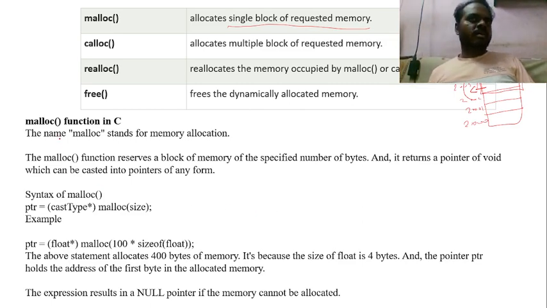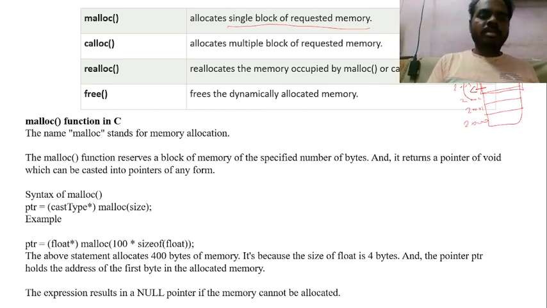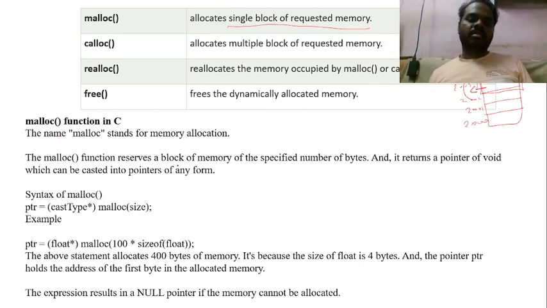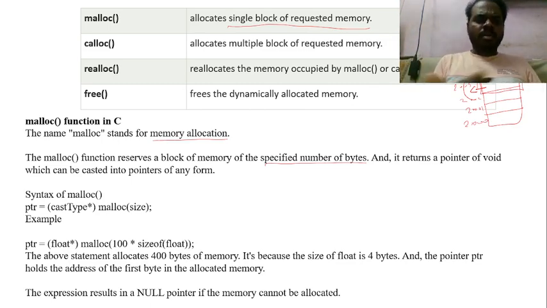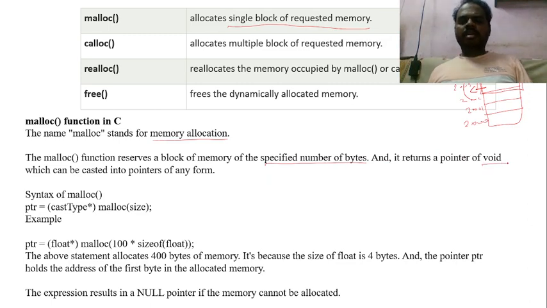First, we should know what malloc is. As the name suggests, malloc is the memory allocation concept. It serves a block of memory of a specified number of bytes. As I said before, 2021, 22, 23, 24 are all bytes. If you specify the number of bytes, it will allocate a block of memory. This is all about the malloc function in C. The default return type for the malloc function is void.